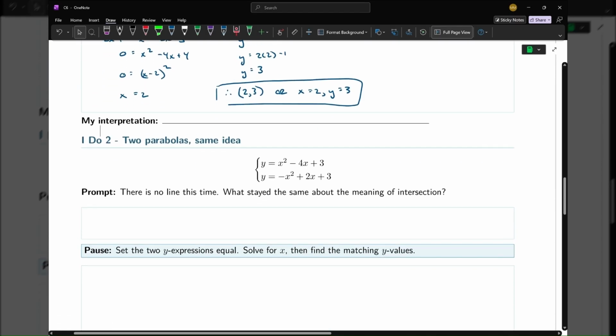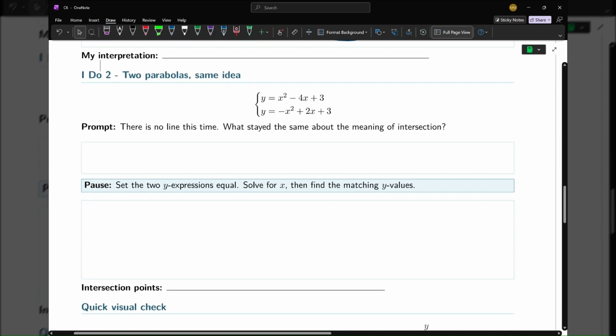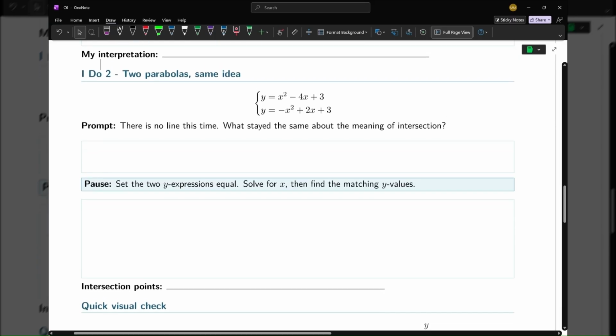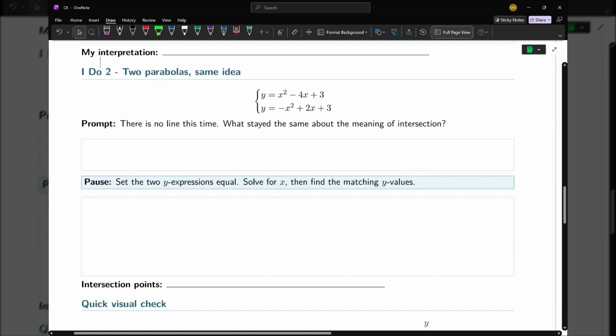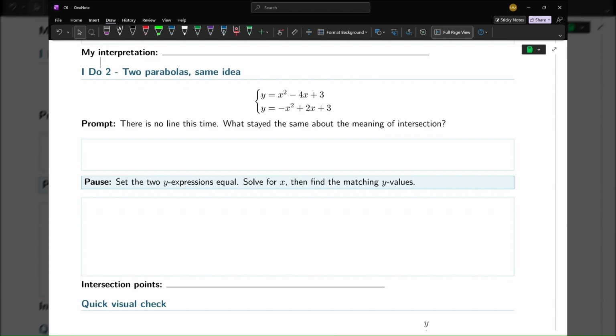Last question here. I do too. We have two parabolas, but the same idea. So here, instead of having a line, which let us off the hook a little bit, we have two parabolas. We have y equals x squared minus 4x plus 3 and y equals negative x squared plus 2x plus 3. So we have no line this time. Our question is, what's the same about the meaning of intersection?